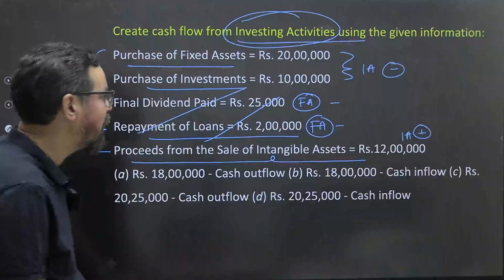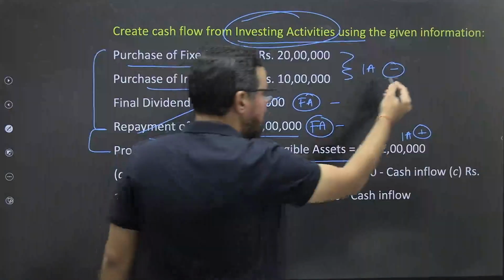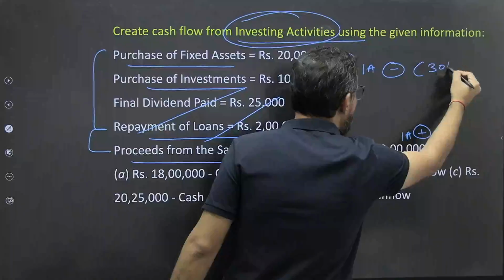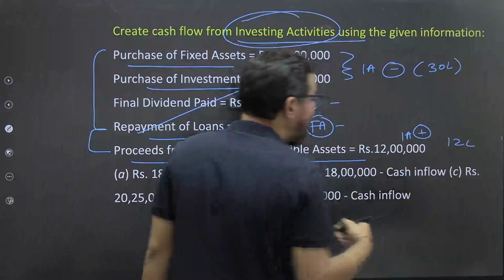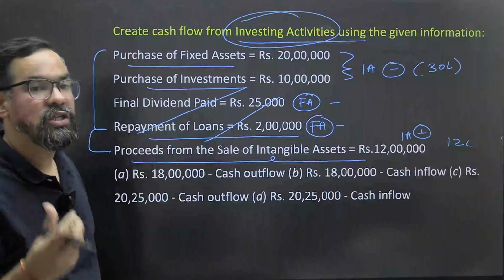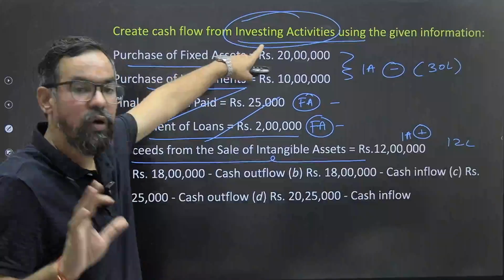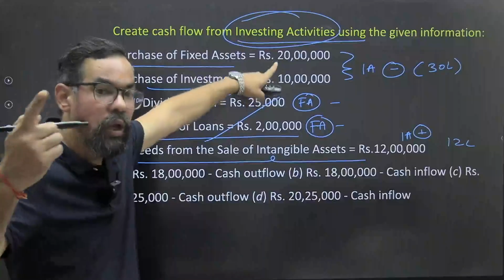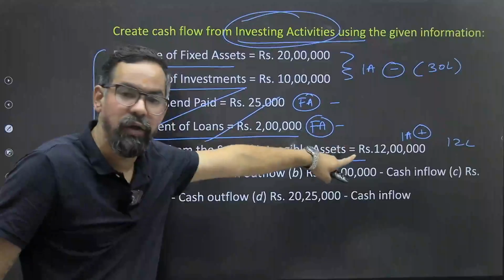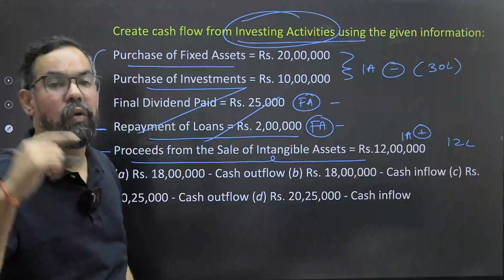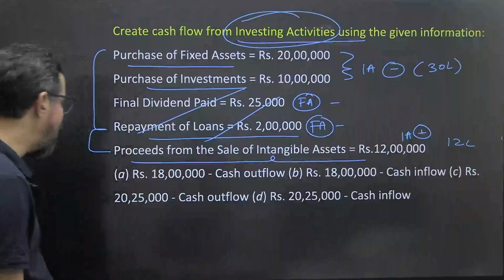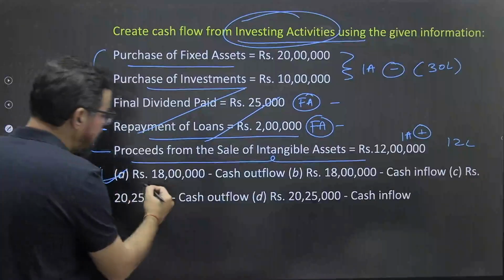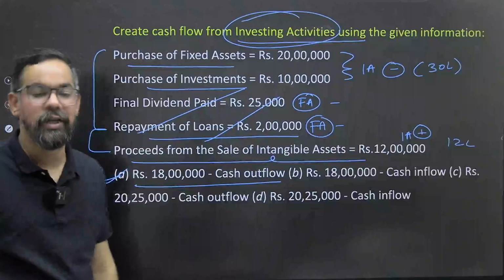So what will be your correct answer? 30 lakhs. So we have outflow of 30 lakhs and we have inflow of 12 lakhs. So 30 lakhs minus 12 lakhs, 18 lakhs. So cash outflow from investing, cash outflow, because your outflow is higher than your inflow. So cash outflow from investing activities is 18 lakhs. So 18 lakhs means option A only will be the right answer for this one.